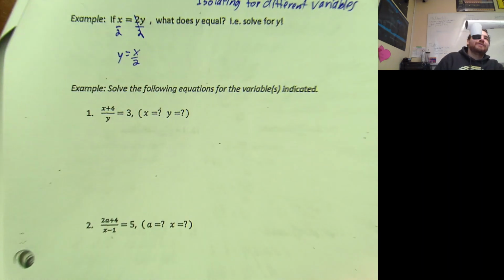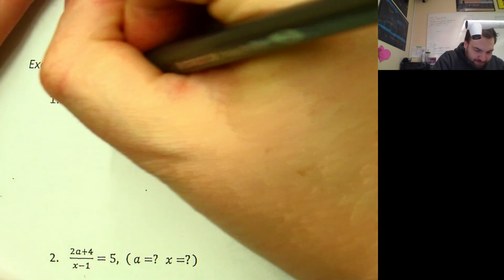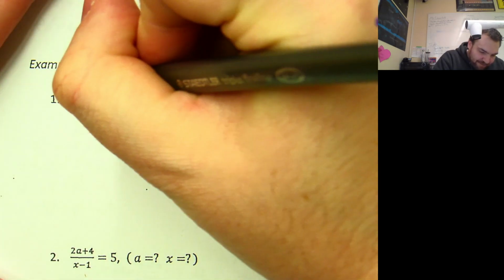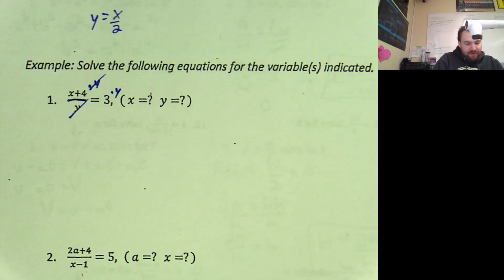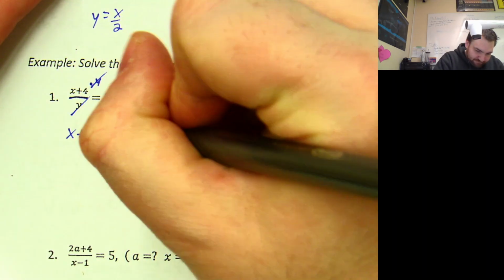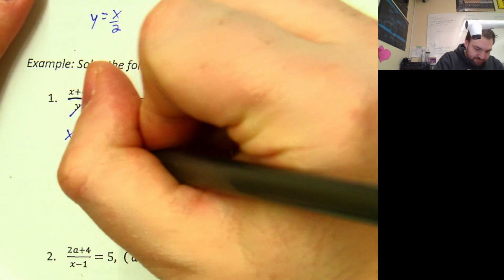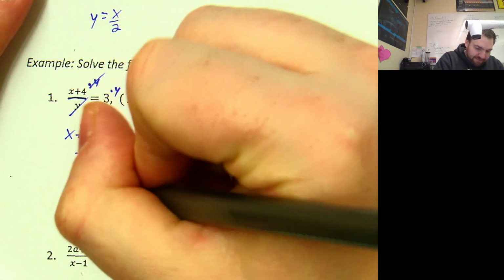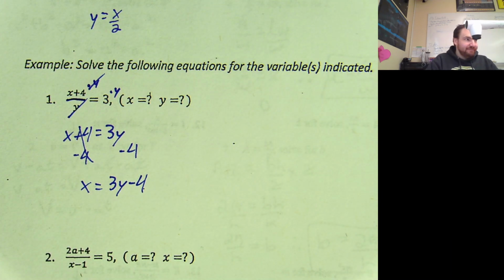What do you do? Take a look at what we've got here. Right, so the first step is exactly the same as it's always been. And I want to get rid of that denominator. So I'm going to multiply, because the denominator is under everything, I'm going to multiply y on both sides. It's going to cancel my y's, leaving me with what, Carolyn? X plus 4 equals 3y. And then subtract 4. Leaving me with? X equals 3y minus 4. Love it. Done.